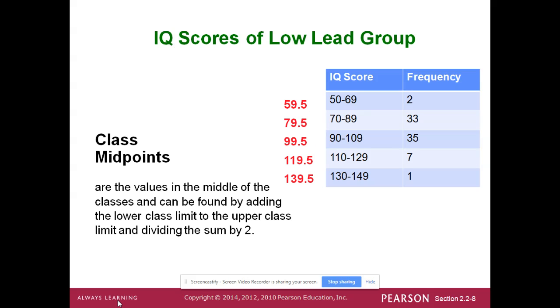Okay. All right. Class midpoints. What's a midpoint? It's an obvious word. Midpoints are halfway, right? So 59.5 is right in the middle of 50 and 69. It's the midpoint of that class. Sum up your class limits and then divide by 2: lower class limit plus the upper class limit, divided by 2.